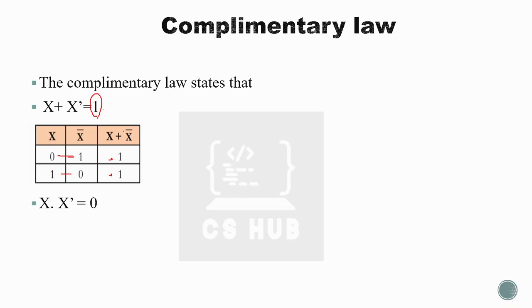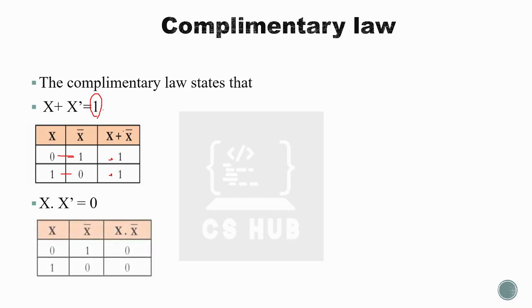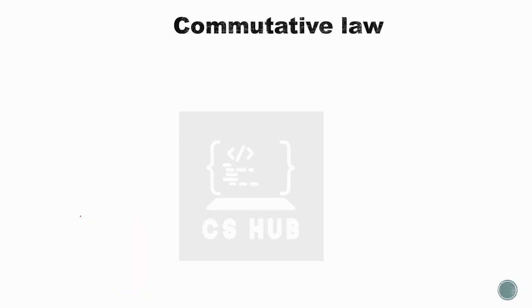Like that, x into x bar is 0. Okay, let's check that. X bar is 1. So 0 into 1 will be a 0. And this is 1, and its complement is 0, and 1 into 0 is again a 0. So all the columns are zeros, which is equal to a single 0. X into x bar is equal to 0. This is the complementary law.